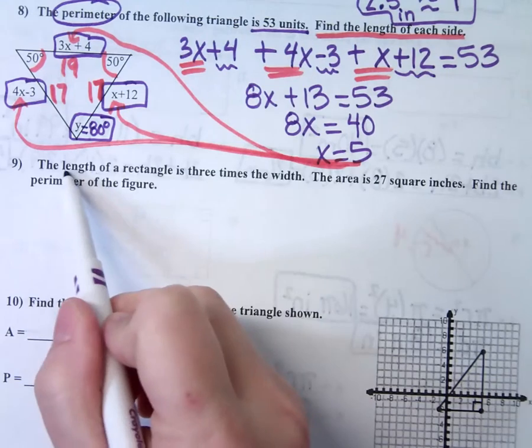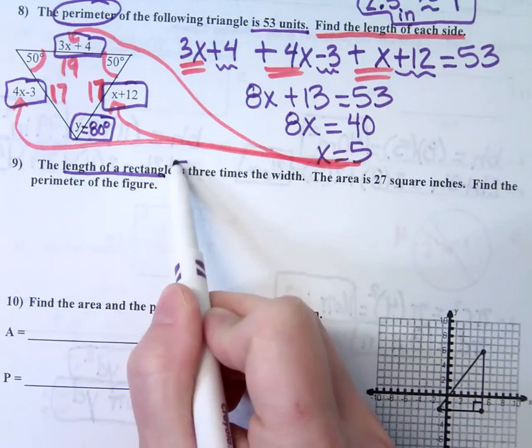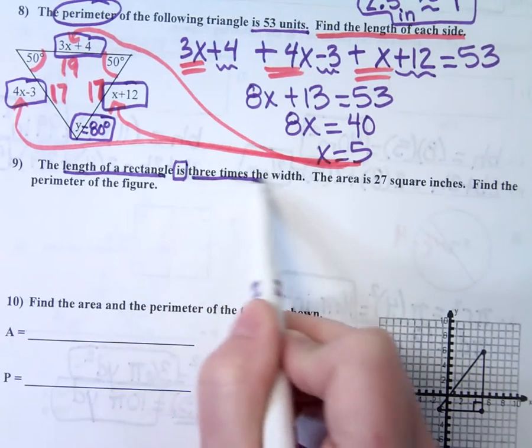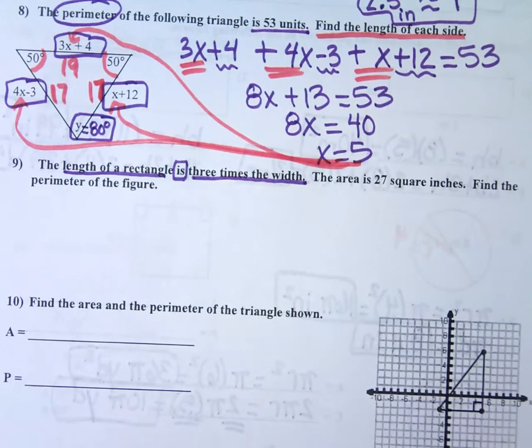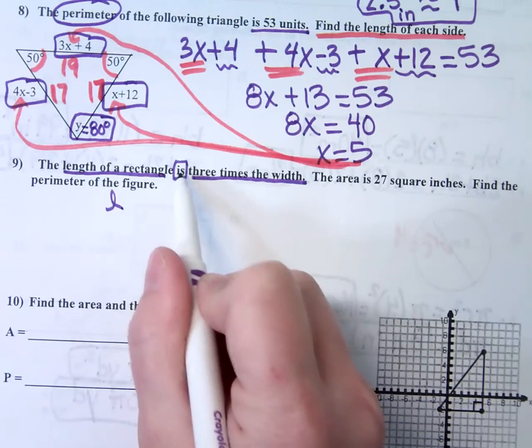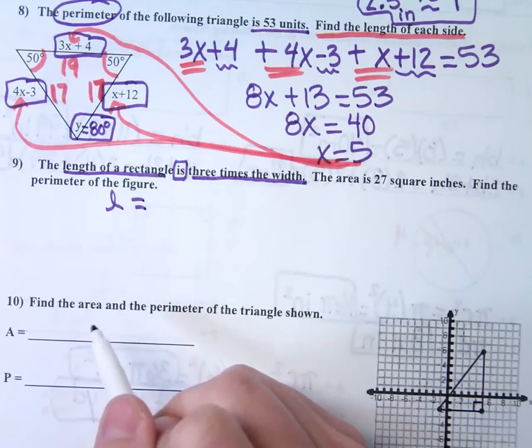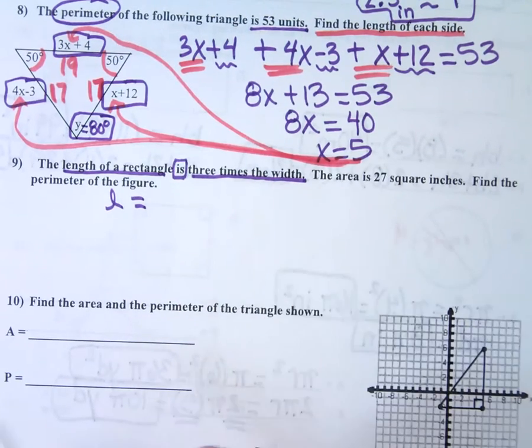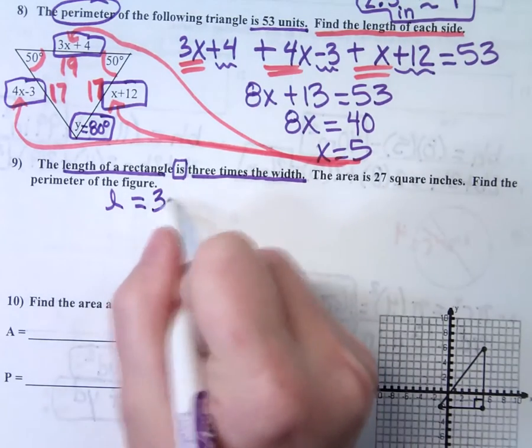Okay, we're told the length of a rectangle is 3 times the width. I'm going to write an equation for this. The length of a rectangle, L, is my equal sign, 3 times the width. How can I write 3 times the width? 3W.